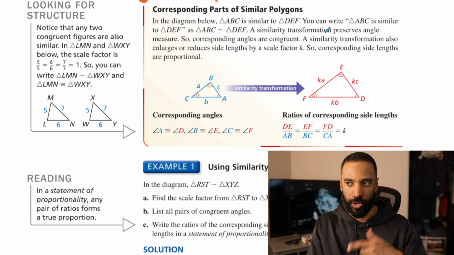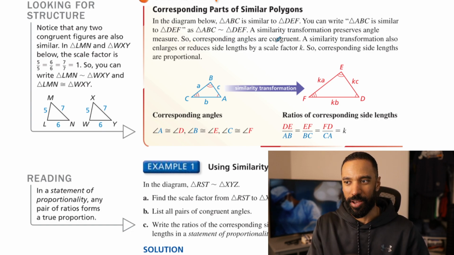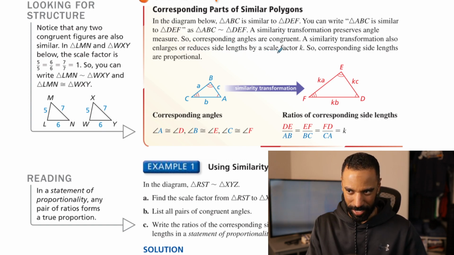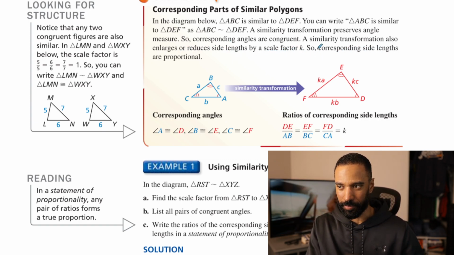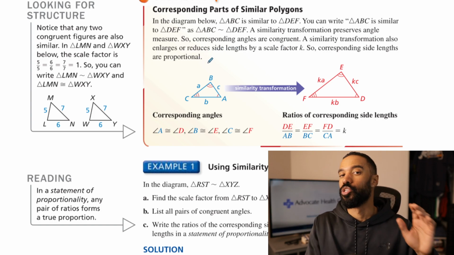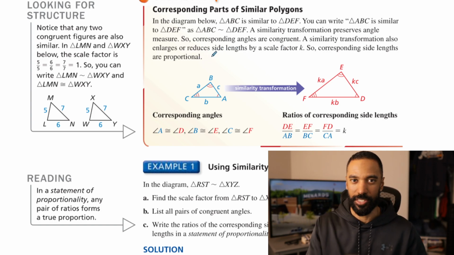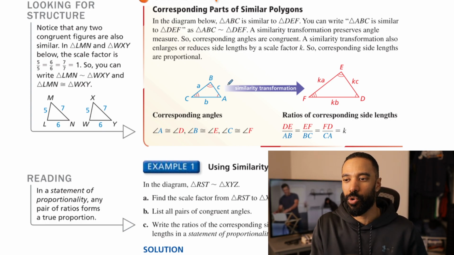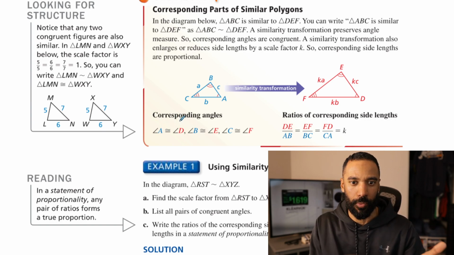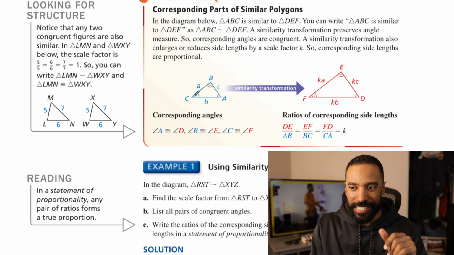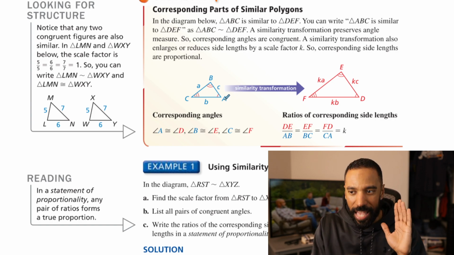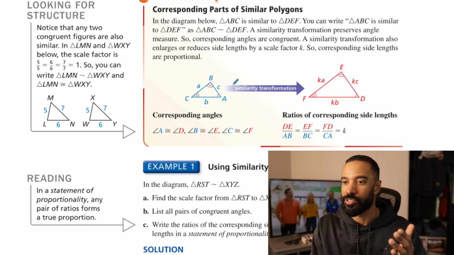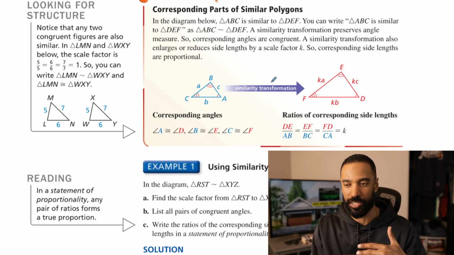A similarity transformation preserves angle measure, so corresponding angles are congruent. I should just read what they say. A similarity transformation also enlarges or reduces side lengths by a scale factor k, so corresponding side lengths are proportional. So angles are congruent, but sides are proportional. That's where similarity applies. They're also going to show right here the parts that correspond. When they say ABC similar to DEF, that means that A specifically corresponds with D, B with E, and C with F. And not just their angles, but AB with DE and things like that as well.